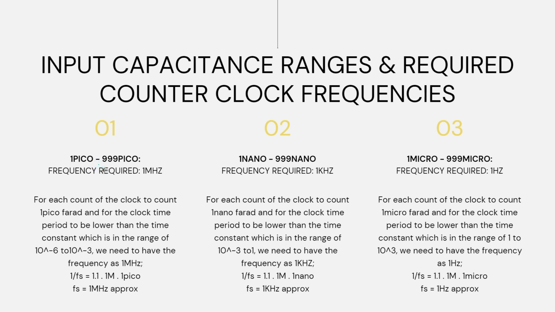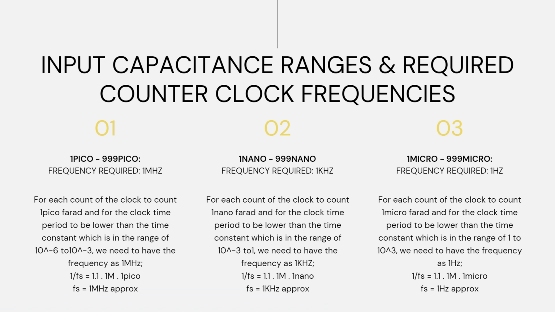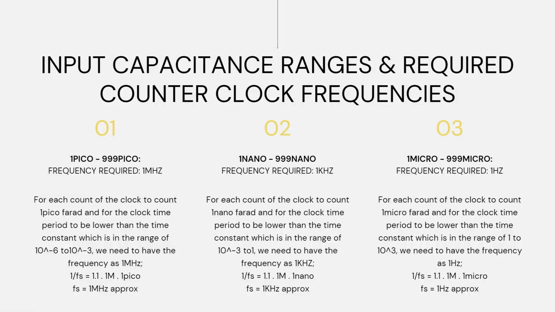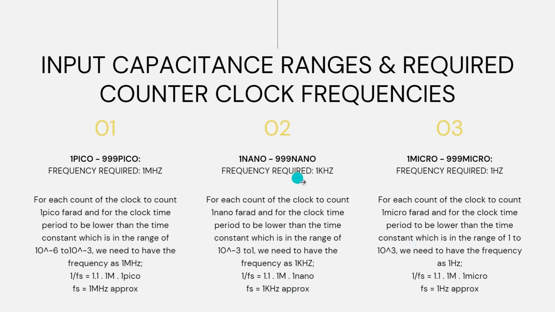First, we can measure 1 pico to 999 pico, but for that, the clock frequency given to the counter must be 1 megahertz. The calculation for this is also done. What we have kept in mind is that whenever the counter shows 1, we want it to represent 1 picofarad. The time range the counter has to measure is 10 to the power minus 3 to 10 to the power minus 6. So we chose the frequency as 1 megahertz, and based on that, every single count of this counter will measure 1 pico. Similarly, we have done the calculations for the other two ranges, as shown here. Every count will measure 1 nano and 1 micro respectively, and the frequency required for nano is 1 kilohertz and for the micro range is 1 hertz. So essentially the range for the entire capacitance meter is from 1 pico to 999 micro.